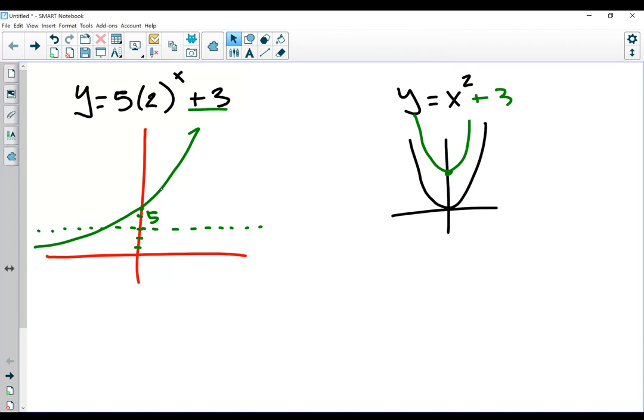Without that +3, it'd be down here. And now with the +3, it looks like that. Again, Desmos is going to help a lot when we graph these things.